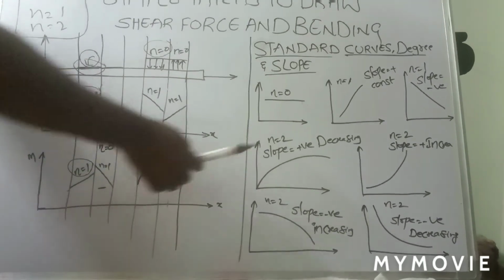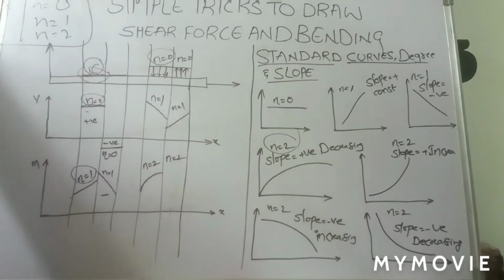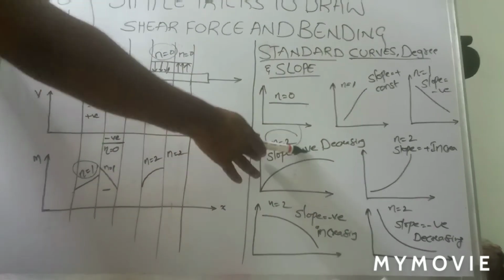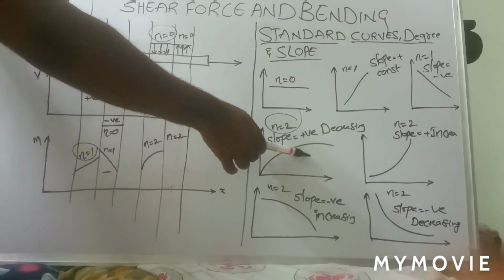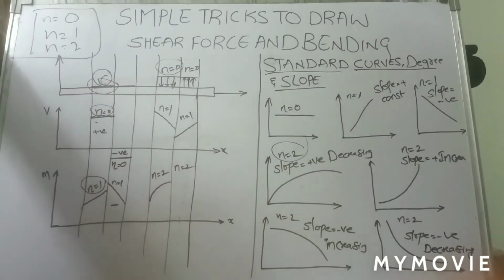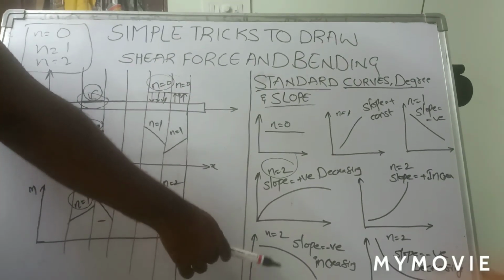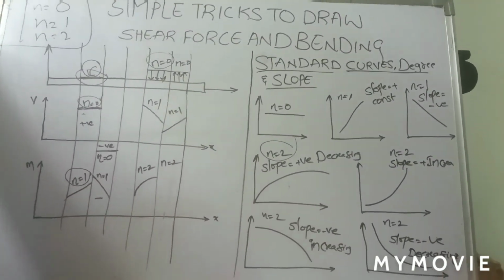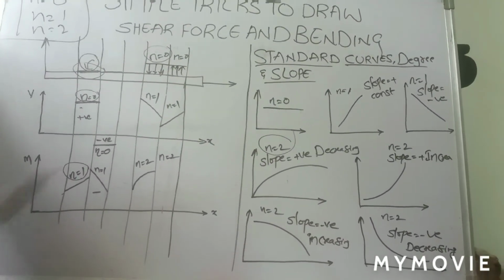Second case is your curve. That is, in the bending moment diagram you are having a curve. Whenever you are having a parabolic curve, the degree is n equal to 2. That means this shape is available whenever you are having a positive slope that is decreasing. Whenever the slope is positive and the value is decreasing. Second, this type of shape is available whenever the slope is continuously increasing. And this type of curve is available whenever the slope is negative but increasing. Negative value is increasing. And this one is when the slope is negative and the value is decreasing. Likewise, you are having these kinds of shapes.